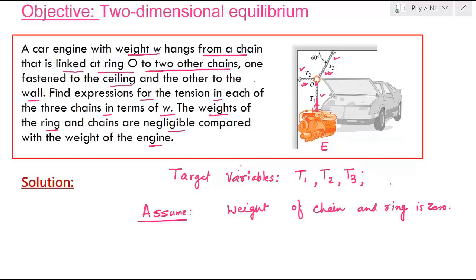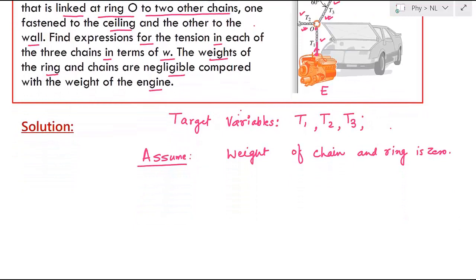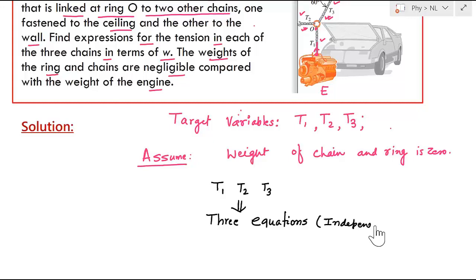Now how will you solve this problem? In this case you see there are three unknowns, and the unknowns are T1, T2 and T3. So if you want to solve this, you require three equations. And of course these equations have to be independent. So basically you require three independent equations.